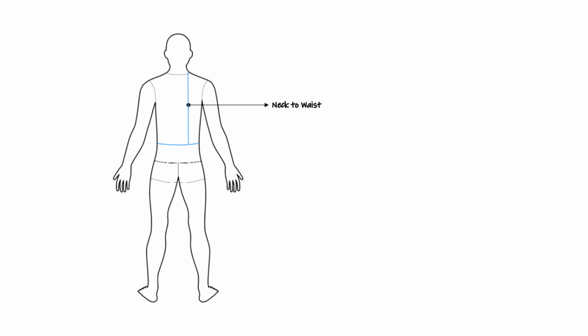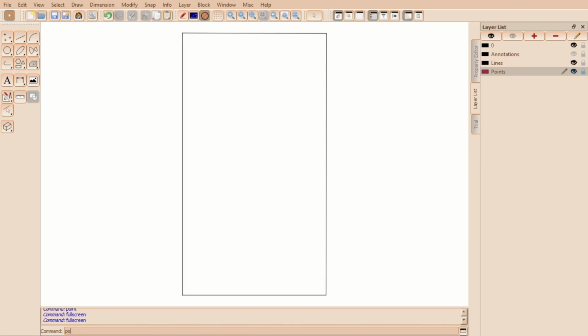I will add 4 centimeters ease to the chest and the hip and 2 centimeters at the waist. You can change it to your liking. Let's start with the back.